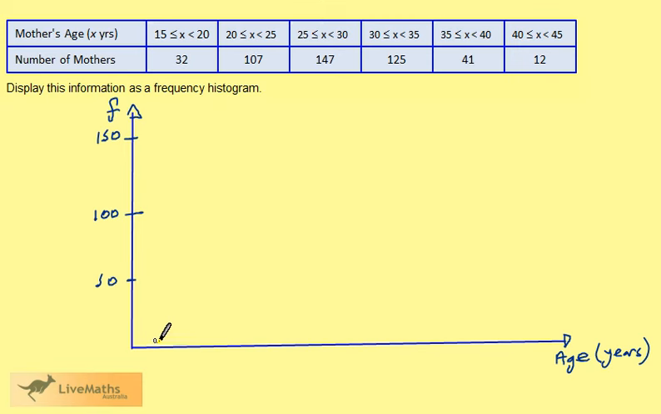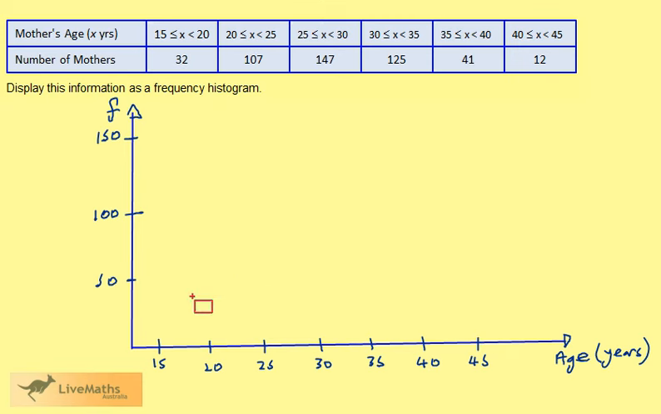This axis would be labelled 15, 20, 25, 30, 35, 40 and 45.